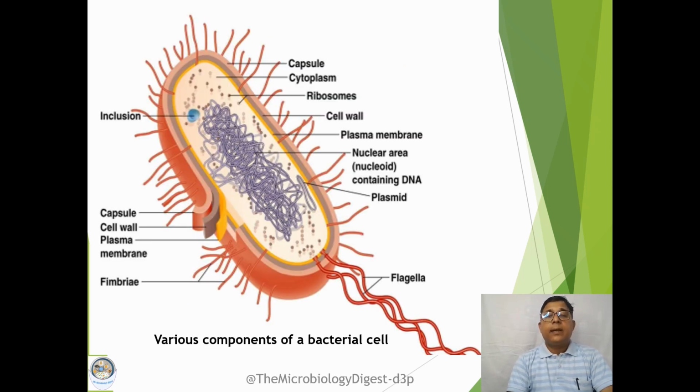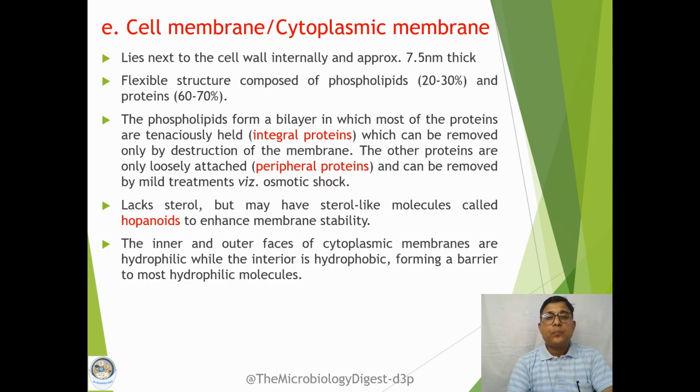So this is a typical diagram. In our last class also we have discussed this diagram. So directly we will start from the cell membrane, which is also called the cytoplasmic membrane in bacteria. This cytoplasmic membrane lies next to the cell wall internally, and it is approximately 7.5 nanometers thick.